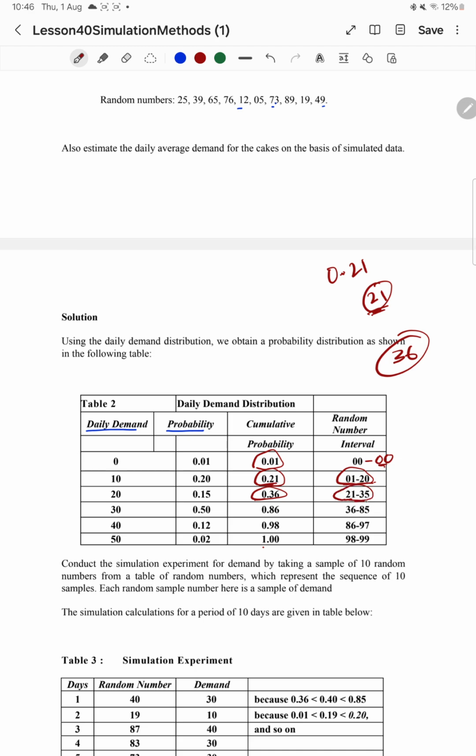Similarly, next will start from 35, next 36, and 86 before means 85. So likewise you can easily calculate random number intervals. Got it? So cumulative probabilities and random number interval generation we have to do in stage 1. So this is called stage 1.